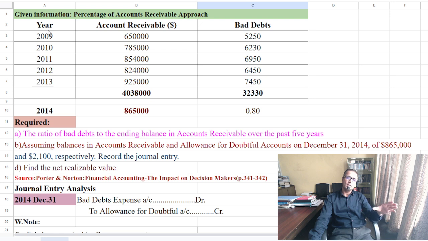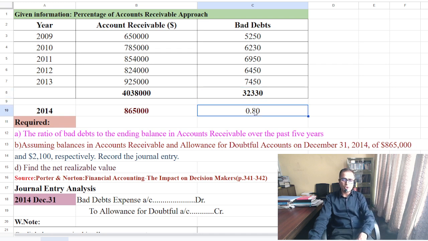Basically you are given the years 2009 to 2013, and the next column is the receivable. I tried to organize all this information in this sheet, and we have the bad debt information. Over the 5-year period I calculated the sum figure, and again the bad debts sum figure.